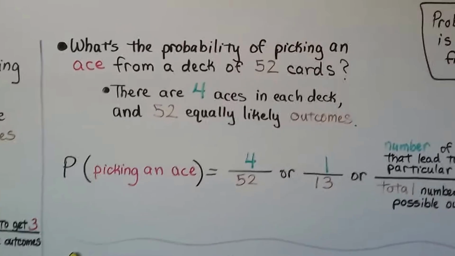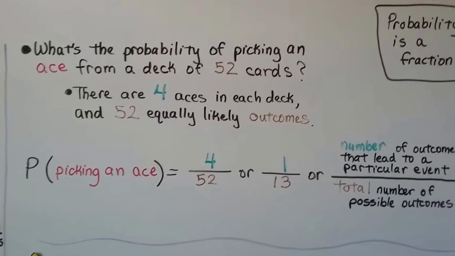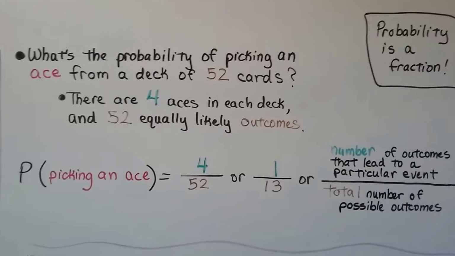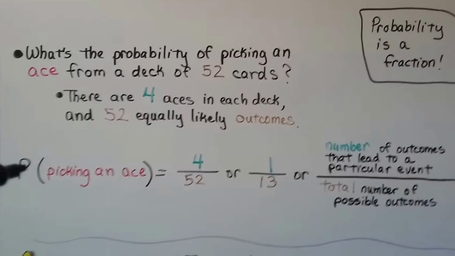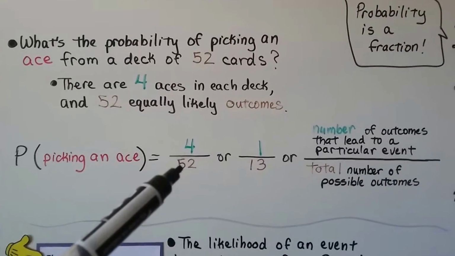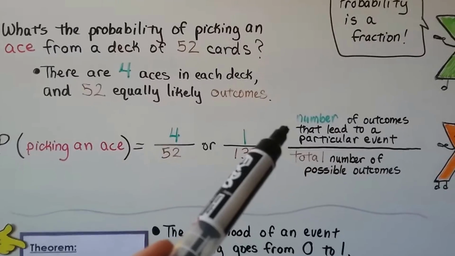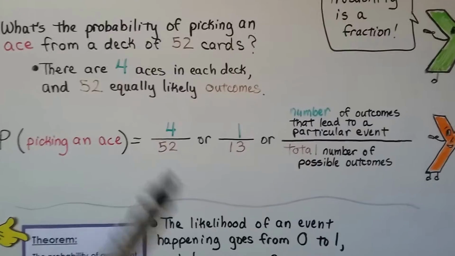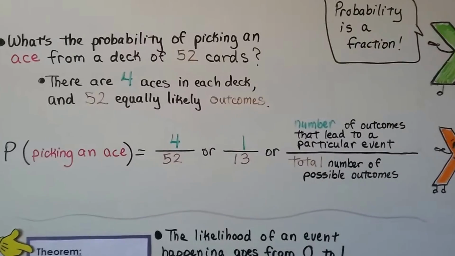What's the probability of picking an ace from a deck of 52 cards? Well, there's 4 aces in each deck, one of each suit, right? And there's 52 equally likely outcomes. There's 52 cards. So the probability of picking an ace would be 4 over 52. And we can simplify that to 1/13. It's the number of outcomes that lead to a particular event, getting an ace, over the total number of possible outcomes. See? So probability is a fraction.